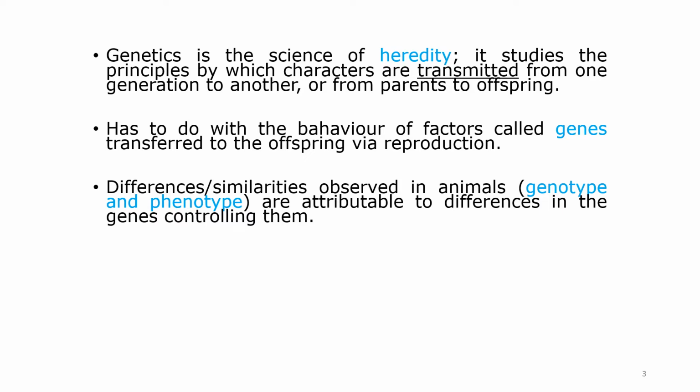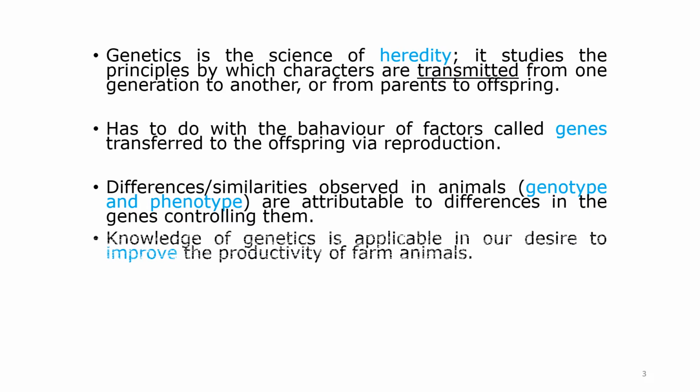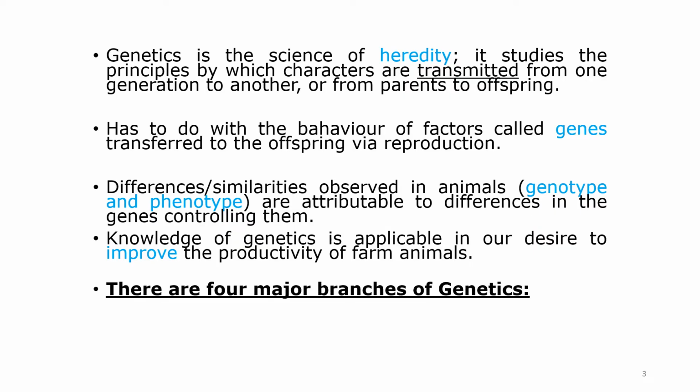So we do observe differences and also similarities in animals, making reference to their genotype and the phenotype. These differences are attributable to differences in the manifestation of the genes controlling them. So when we have basic knowledge of these genes and how they manifest themselves, we can apply that in a desire to improve the productivity of farm animals.